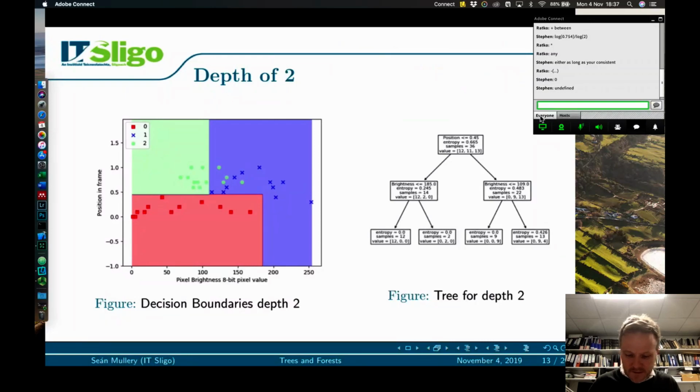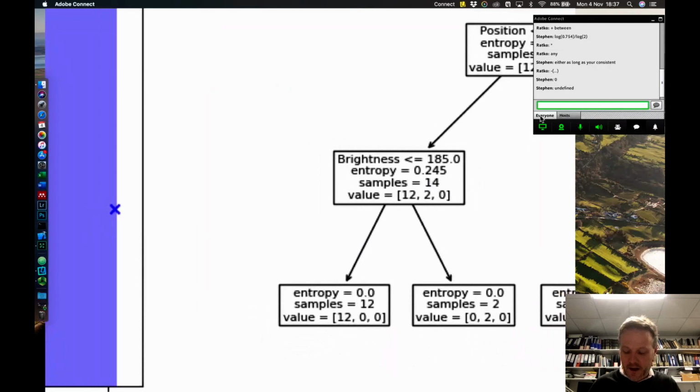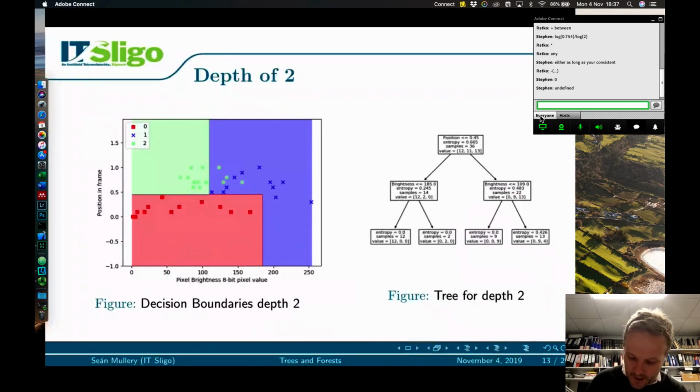So what happens next is we can split up both of these. This one here, what we've basically said is that if the brightness is smaller than or equal to 0.85, that's going to allow us to take all 12 of these, put them down there, and none of the other classes. Meanwhile, the other 2 will go in this direction here. So let's have a look at that. So this is below 0.85, which is that line there that it's drawn.